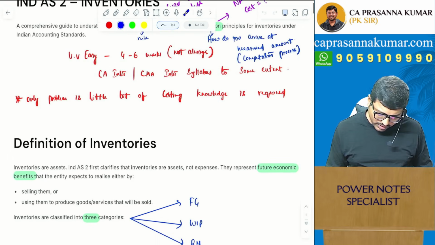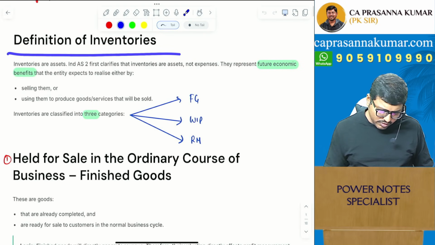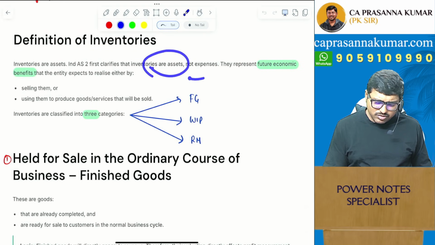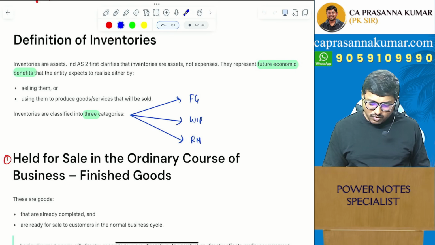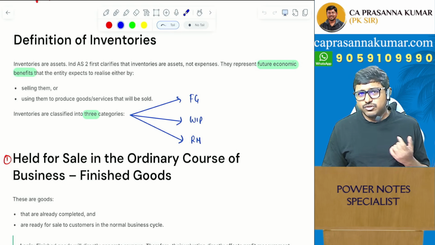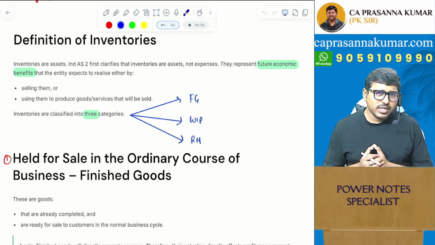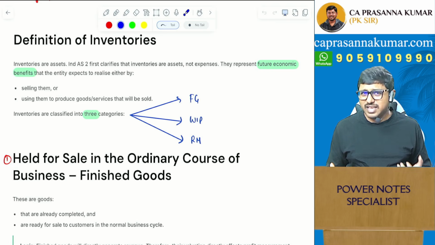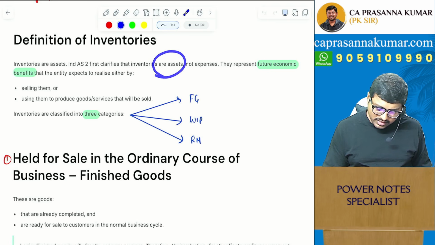Chalo, moving on to the next one. Let's start with the definition of inventory. Nana, very simple. These are assets, obviously not expenses. We know that. Why? Because what is the definition of an asset? Future economic benefits. Are you expecting any future economic benefits from your inventories? The answer is yes. So therefore, it is an asset and not expenses.